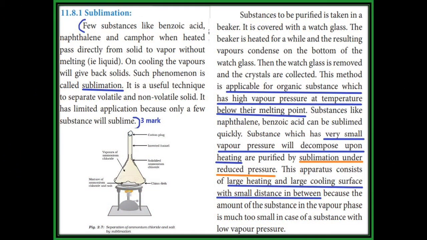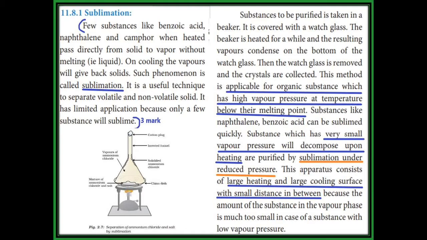Sublimation process. Before going to the sublimation process, one example: an ice cube. On heating, what will happen? The ice cube slowly melts and changes into liquid. Afterward, if you give more heat, that liquid changes into vapor state. But in the sublimation process, the substance on heating directly changes from solid to vapor. It never changes from solid to liquid and afterward liquid to vapor. In the sublimation process, the substance on heating directly changes from solid state to vapor state. That is called the sublimation process.